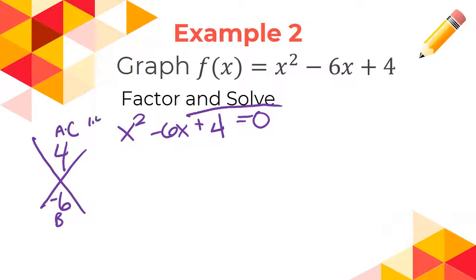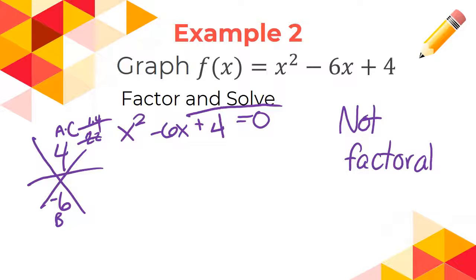Well, my factors of 4 are 1 and 4 and 2 and 2. Are either of those going to get me to 6? In this case, no. So I don't have any factors that worked. So in this case, I'm going to say not factorable. Okay, so when you don't have factors that work, we're going to put not factorable for right now.